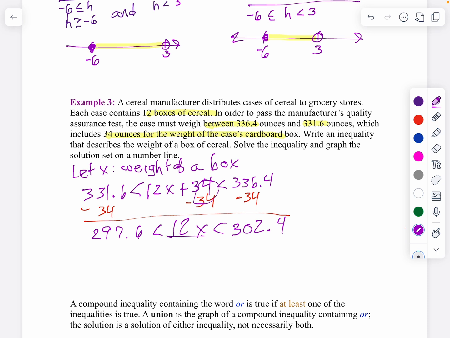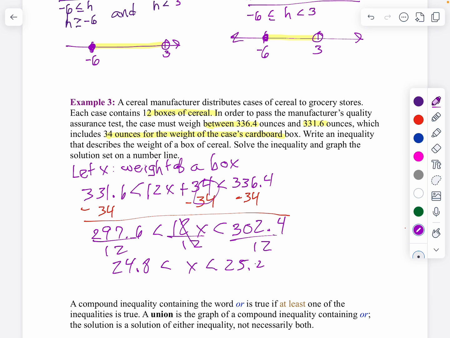Then I will divide every side by 12. I'm not dividing by a negative, so I don't flip the signs. So I take 297.6 and I divide it by 12. I get 24.8 is less than x, because my 12s reduce. And then 302.4 divided by 12 gives us 25.2.